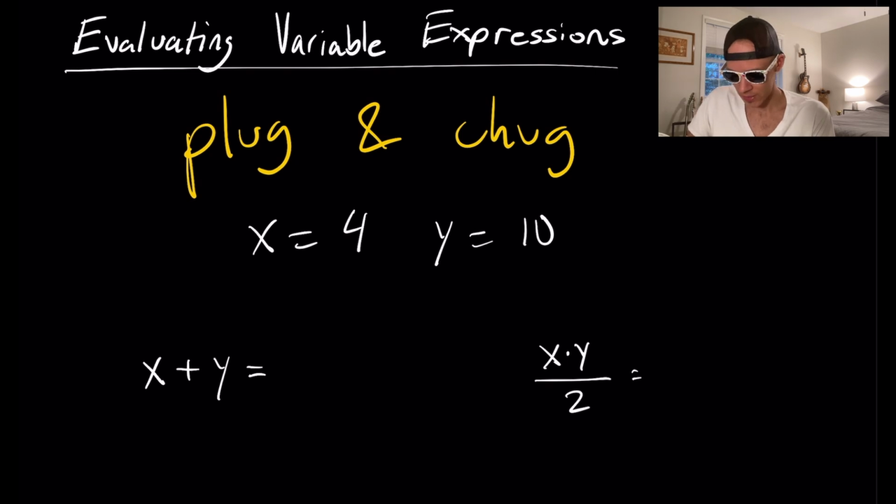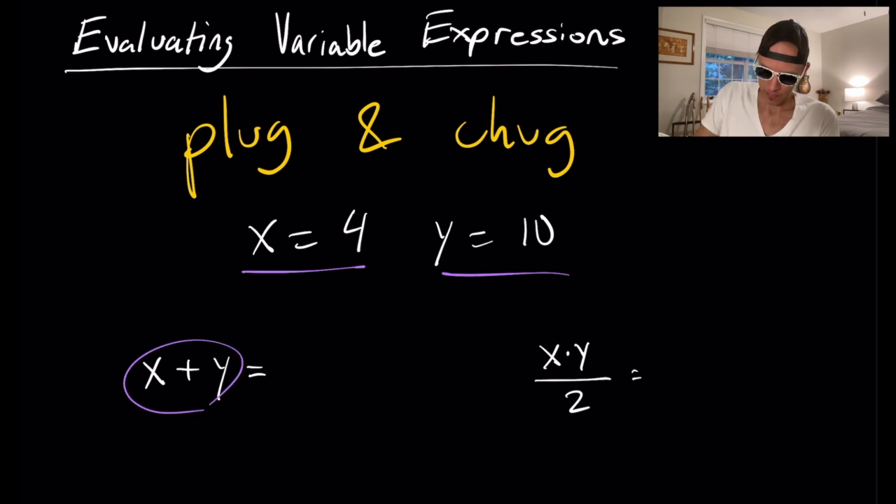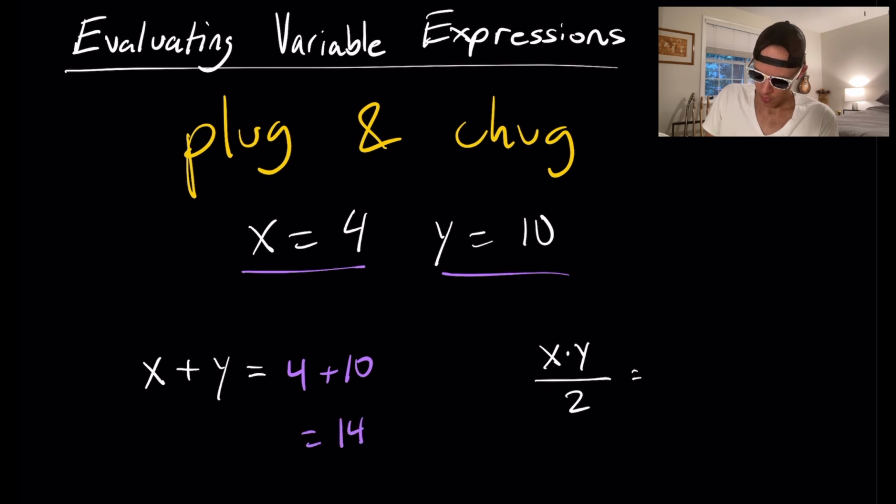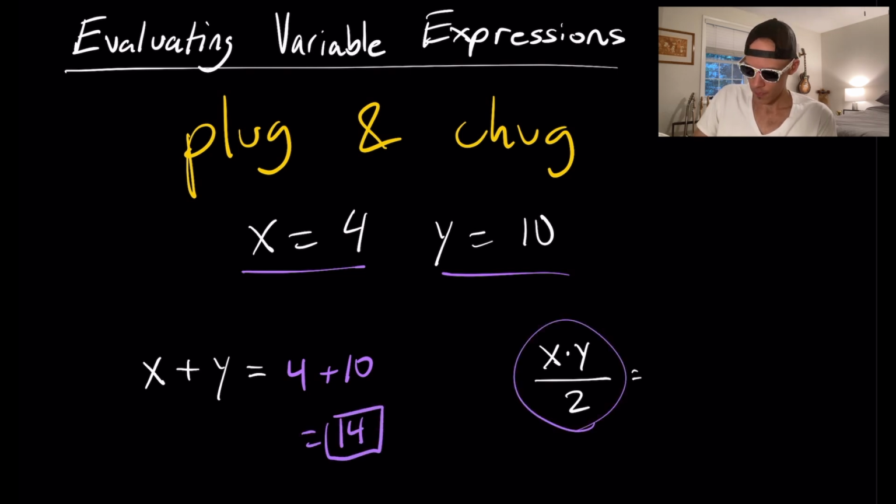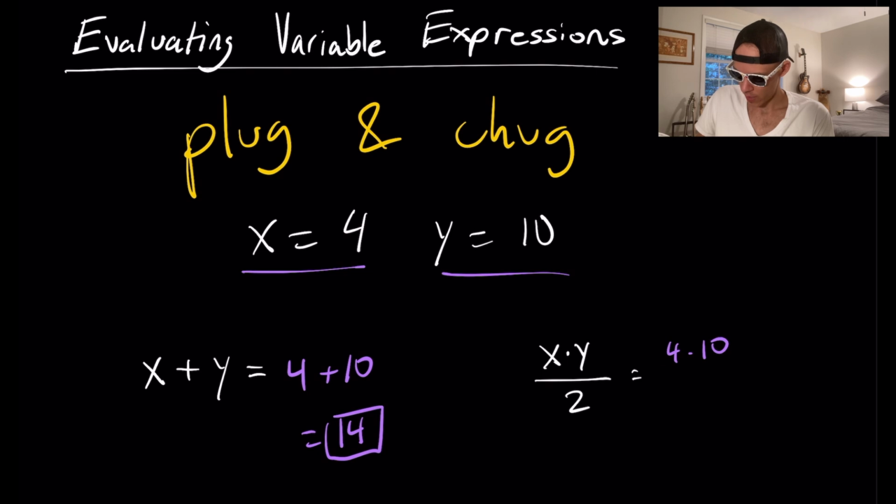So I got two really simple ones here. We're going to say x is equal to 4 and y is equal to 10. So here's our first variable expression, x plus y. I'm going to substitute 4 for x and then 10 for y, and we'll get 14. And then over here, we got x times y over 2. So I'll substitute 4 for x again, 10 for y over 2. That's going to be 40 divided by 2, which is 20.